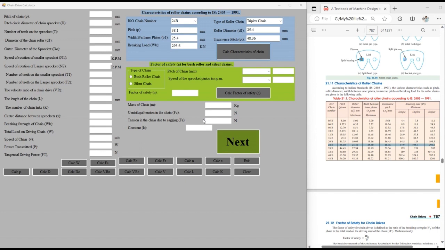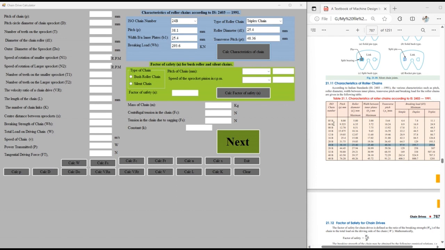So we're going to see the characteristics of roller chains. Here there is a standard table based on IS 2403-1991 of Indian Standard. There are ISO chain numbers of standard ISO codes, for example 05B, 06B, 08B.